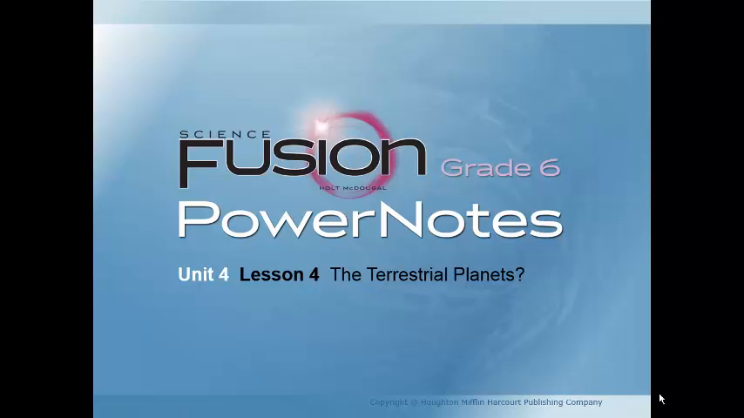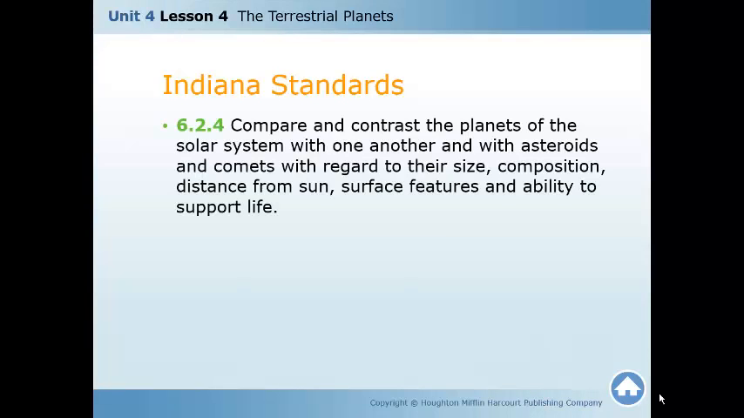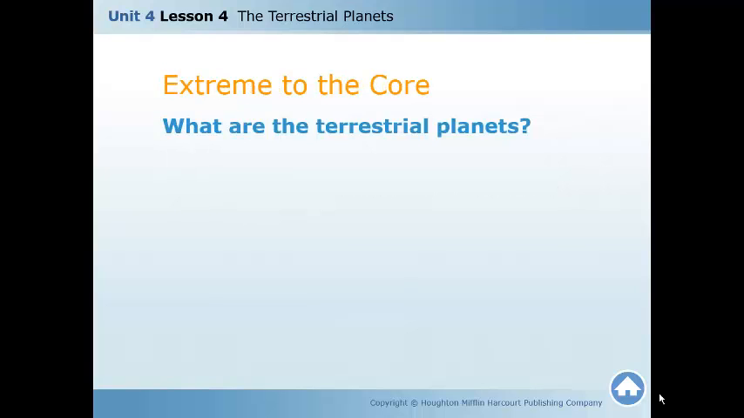Okay, today we're going to move on in Lesson 4 to the terrestrial planets. Your Indiana State Standard is 6.2.4. Compare and contrast the planets in the solar system with one another and with the asteroids and comets with regard to their size, composition, distance from the sun, surface features, and the ability to support life.